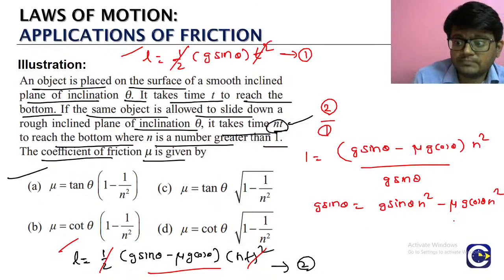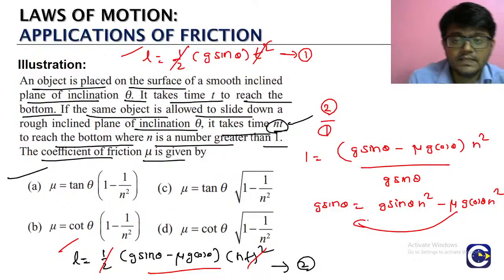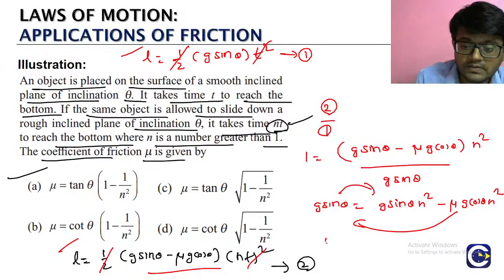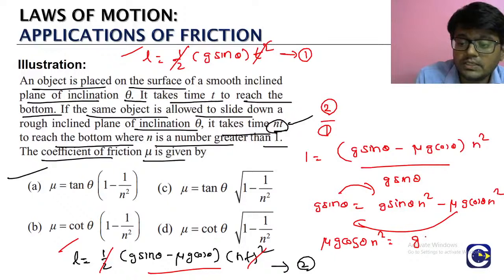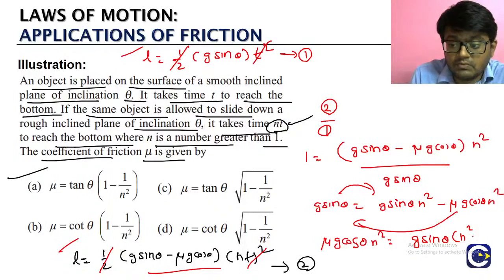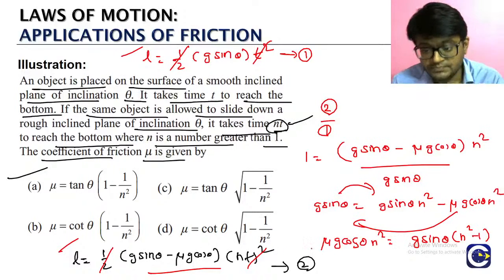We'll just rearrange the terms. The negative term we'll bring to the left side, and we'll take the g sin theta to the right side. Mu g cos theta into n square is equal to g sin theta into n square, and we'll have again minus g sin theta. Totally we'll take g sin theta common out. It will be n square minus 1.